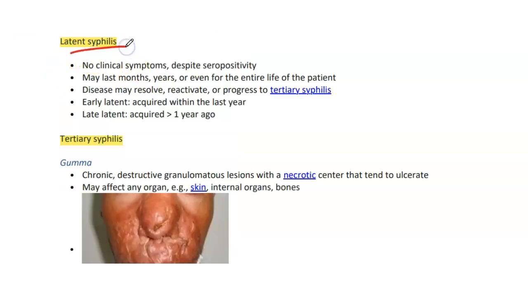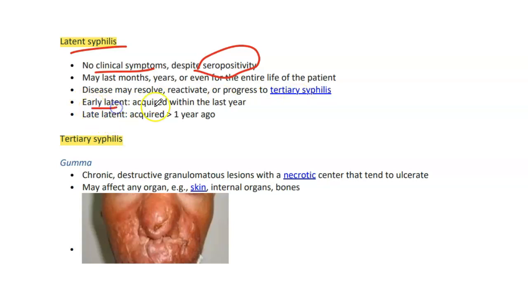The third stage is the latent stage of syphilis. There will be no symptoms despite seropositivity. It may last months, years, or even the entire life. The disease may resolve, reactivate, or progress to the tertiary stage. And we have early latent and late latent.